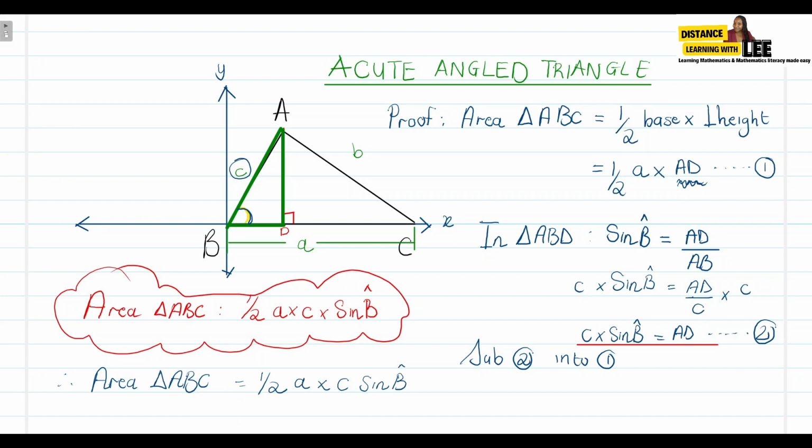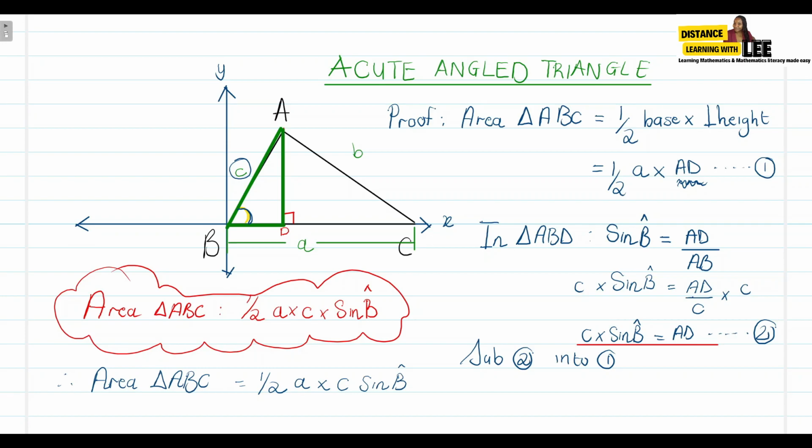So very important when you want to prove the area rule, when you are dealing with an acute angle triangle, start off with what you know. How do you calculate the area of a triangle? Area of a triangle is half base times perpendicular height. Initially we didn't have a perpendicular height, so we drew a construction line from angle A going all the way down to your side BC. We called that line AD, and that line AD is perpendicular to line BC.